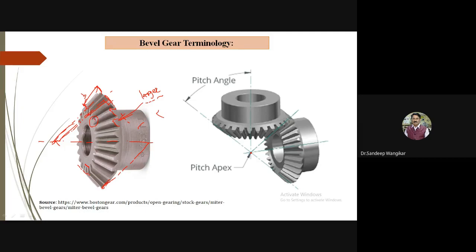At this point, the PCD will be different. At this point, the PCD will be different. Here all the dimensions are different, and at this end the dimensions are different. This is the terminology, because the gear shape is like that: one side smaller and one side larger. Therefore, for analysis purposes, the larger end is always preferred. This is the very first thing we should take into consideration. Now let us proceed.